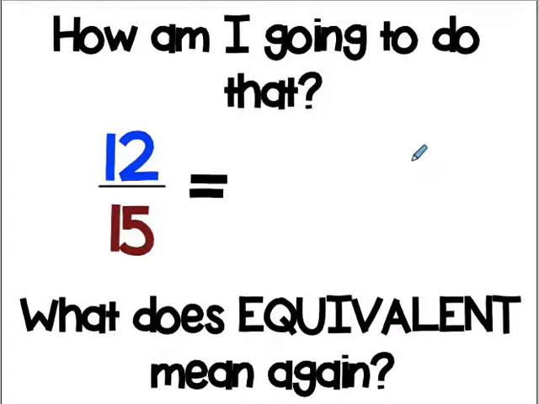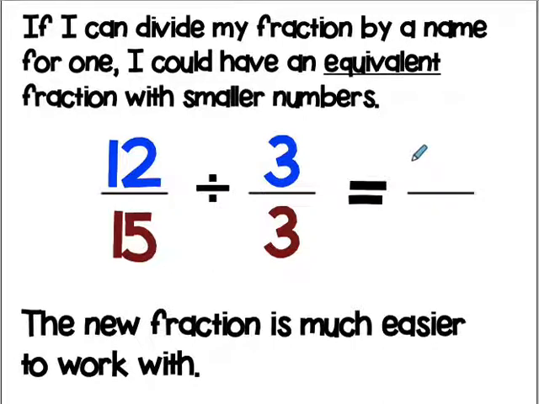So what I'm going to do with 12 over 15 is find an equivalent fraction with smaller numbers. For example, 12 and 15 can both be divided by the number 3. So 12 divided by 3, I know that's 4, and 15 divided by 3 is 5, which means that this equivalent fraction 4/5 is the same as 12 over 15, just using smaller numbers. And 4/5 is a much easier fraction to work with than 12 over 15 because they're smaller digits.